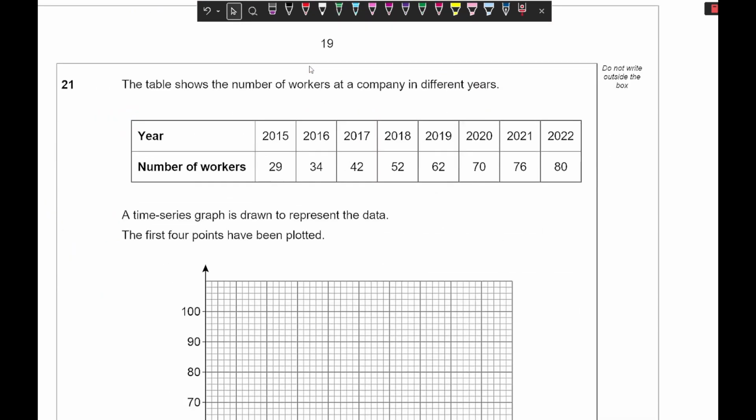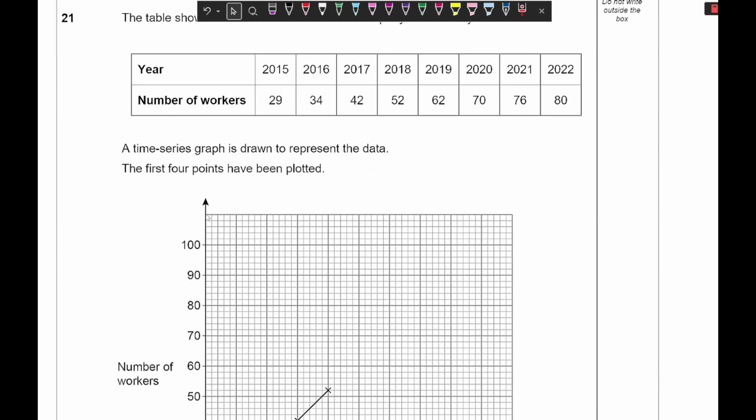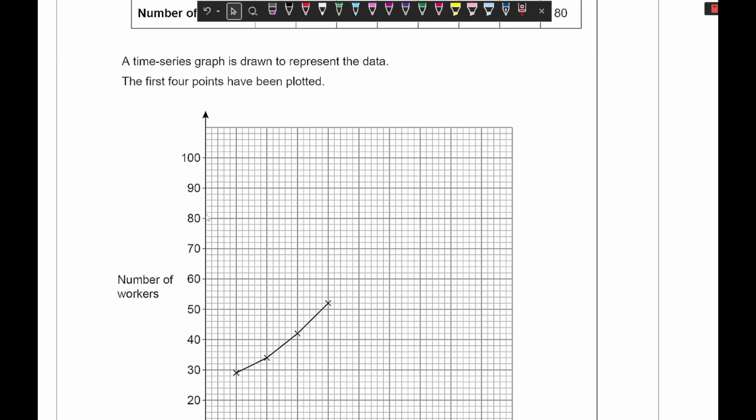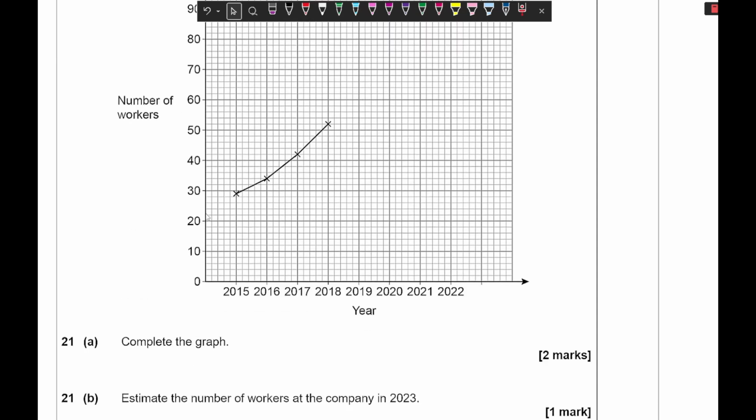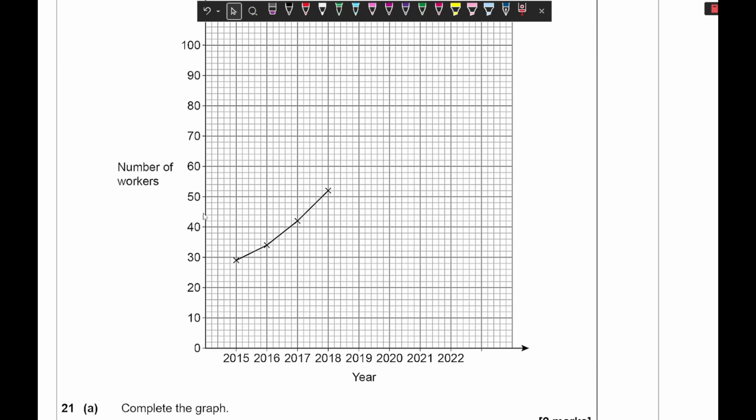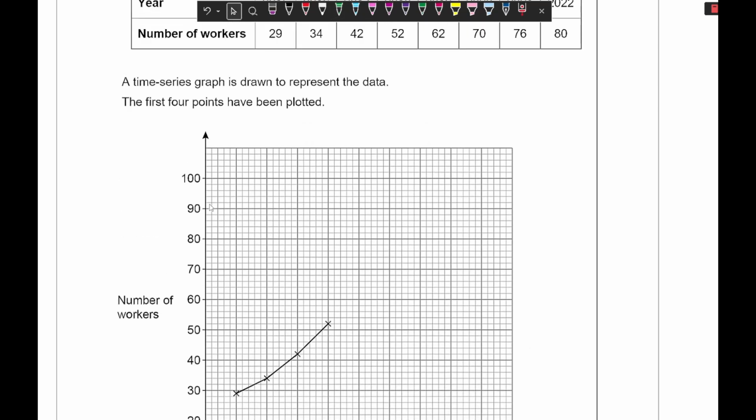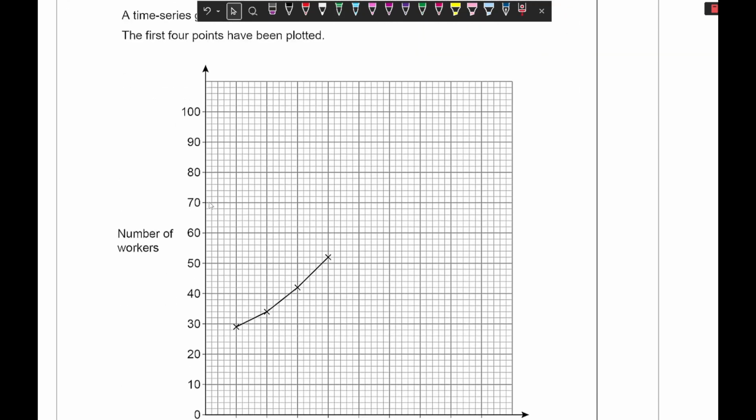Moving on to question 21, it says the table shows the number of workers at a company in different years. The time series graph is drawn to represent the data. The first 4 points are plotted. And for question A, it's asking us to complete the graph. So if we complete the graph, then our next point is 2019, which is at 62. So I need to find 62, and you want to try and be as accurate as possible. So each block represents 1, so it's going to be there.